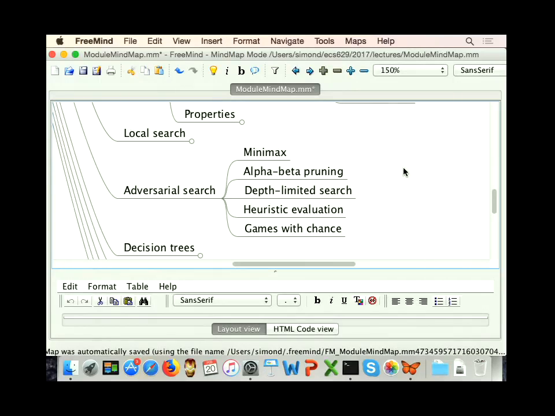Depth-limited search, what's that about? Well, in real life, you can only look 4 moves ahead, right? 7. Or 7, if you're the star coder, right? So those with supernatural powers can get up to 7, but the rest of us can only look 4 moves ahead. And so what we need to do is some type of heuristic evaluation.